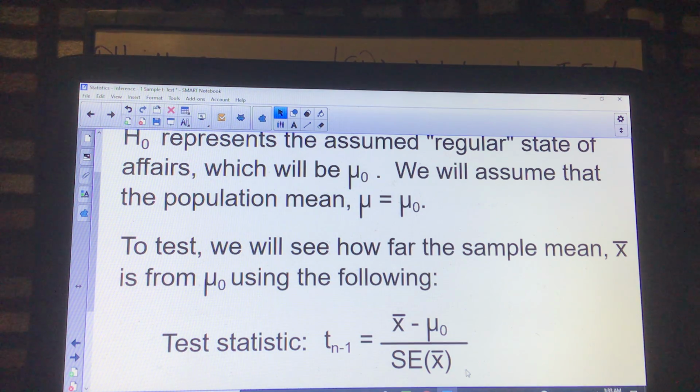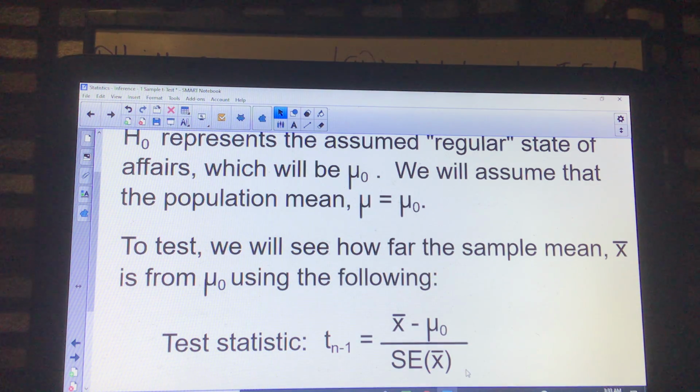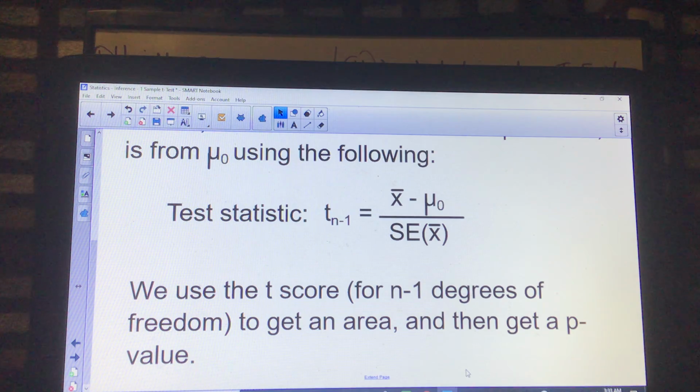So this is basically going to be like our z-score, and then we'll use it to get the p-value. High p-value, we won't reject the null. Very low p-value tells us the null's probably not true and we reject it. So once you get this value, use the t-score for n minus 1 degrees of freedom to get an area. And the area is our p-value, or you might have to double it if it's a two-sided test.